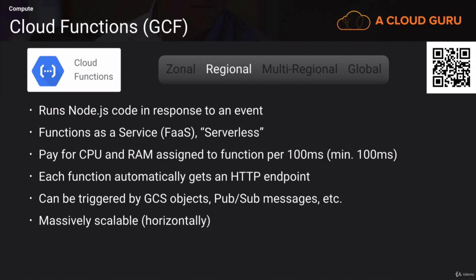Because you're not responsible for this scaling, Google can automatically scale this massively for you. If your system gets a flood of new events, Cloud Functions can just drop your code onto a whole bunch of different machines to handle the load.